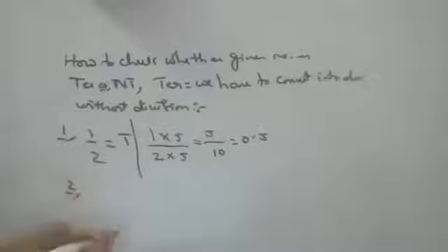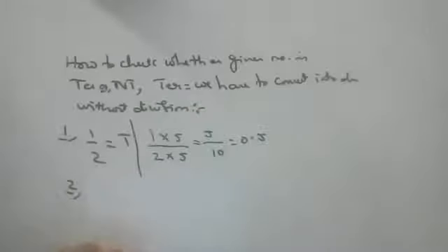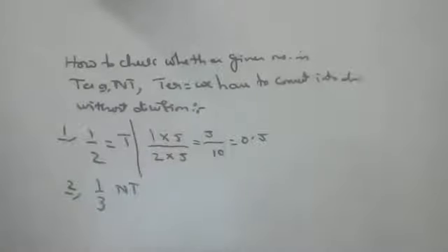Okay, so you need to understand. You will understand, children, within 10 sums you will understand. 1 by 3 is non-terminating. No need to convert it to decimal.